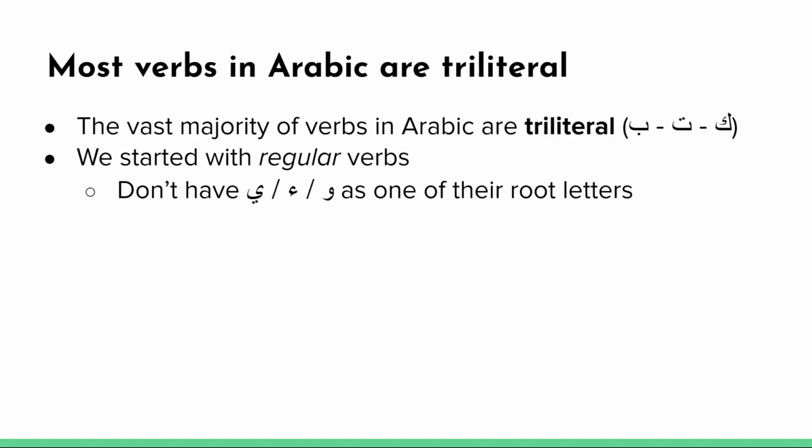For example, katabat, she wrote, has kaf ta ba followed by the ta suffix. Yaktubu, which means he writes, has kataba preceded by the ya prefix. So this is the case for all regular verbs. Regular verbs have the three root letters and they always all show up in all of the different derived forms. Now, we said that regular verbs don't have ya, hamza, or waw as one of their root letters.